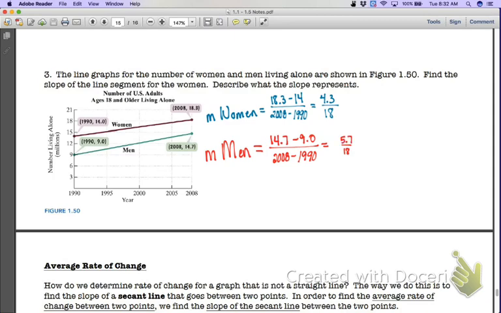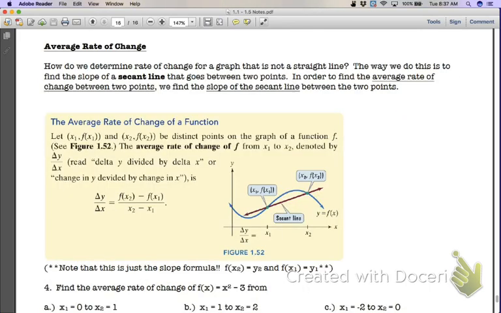Yeah, they're not the same slope because it has 4.3 over 18 and 5.7 over 18, so they're not the same slope. So neither is going to happen. They're neither parallel nor are they obviously perpendicular.